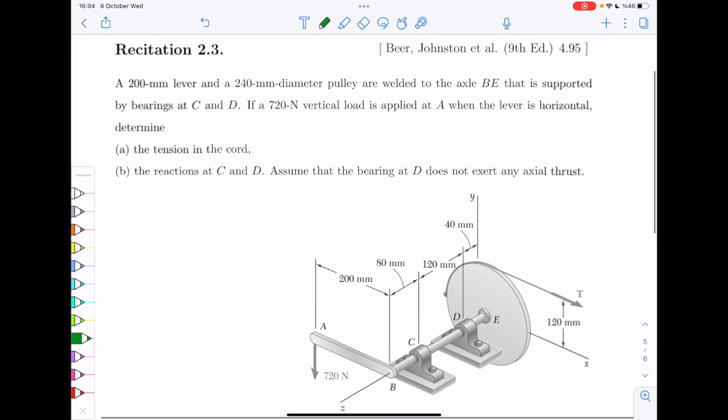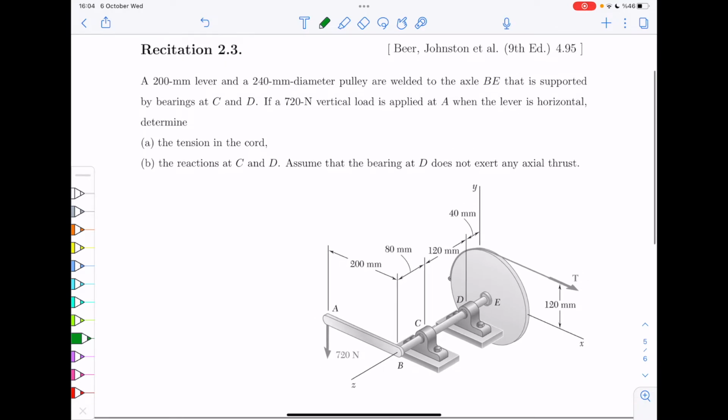Okay, so the next exercise is similar to problem 4.95. So we are on chapter 4 of the book, basically. You have this axle here supported by two bearings at points C and D. And then you have a pulley here at the end, welded to it.